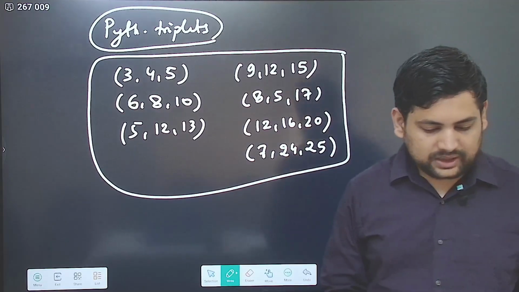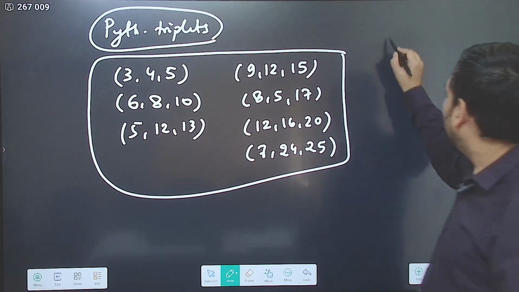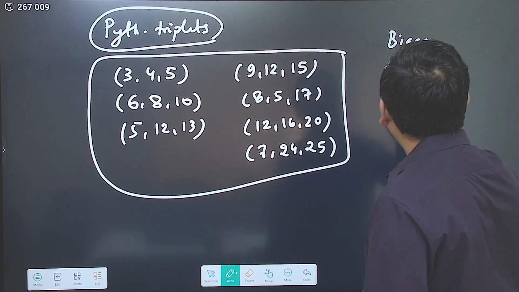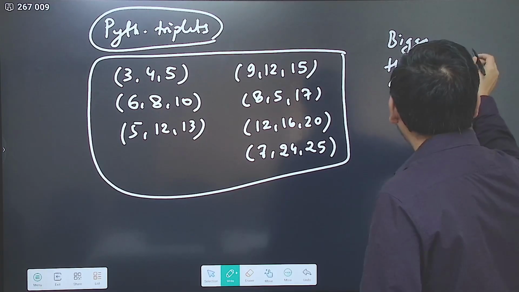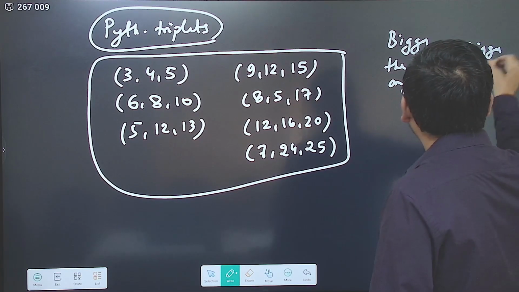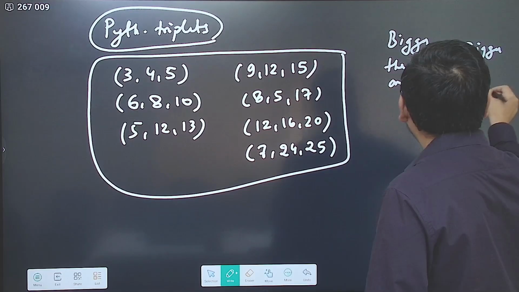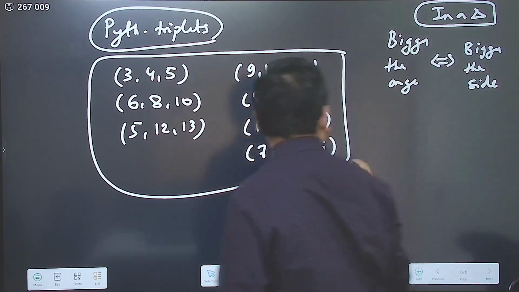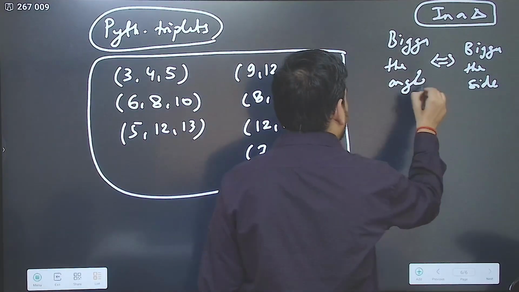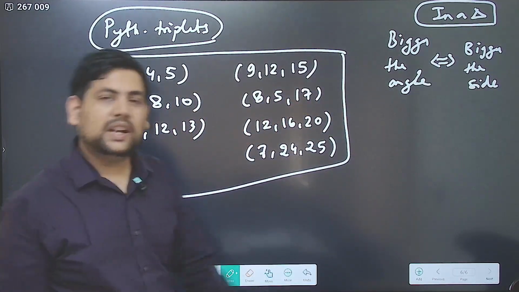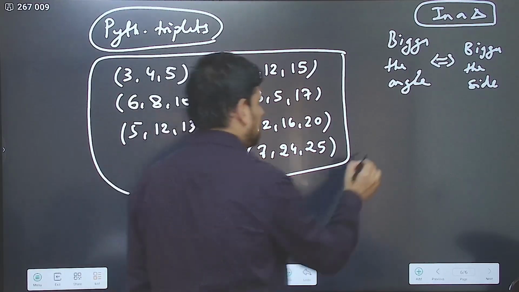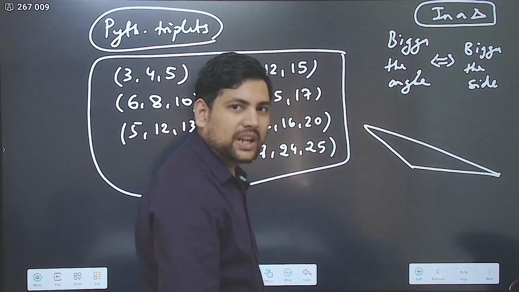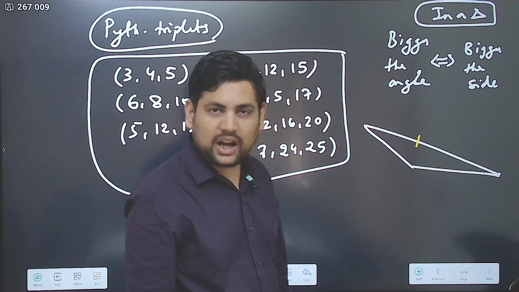Then the last concept of mathematics that we use is: bigger the angle implies bigger the side. This is in a triangle. So in a triangle, bigger the angle implies bigger the side, or bigger the side implies bigger the angle. For example, see this triangle. Now which is the biggest side? Clearly this is the biggest side, not longest side.